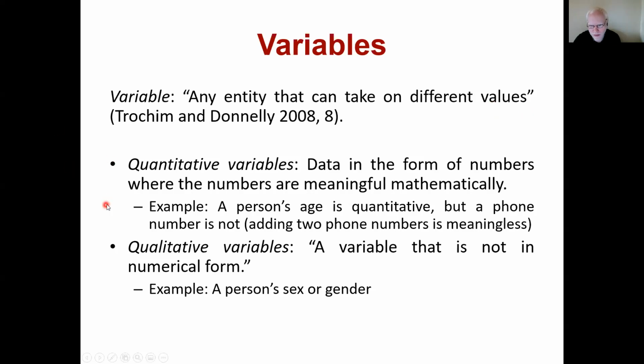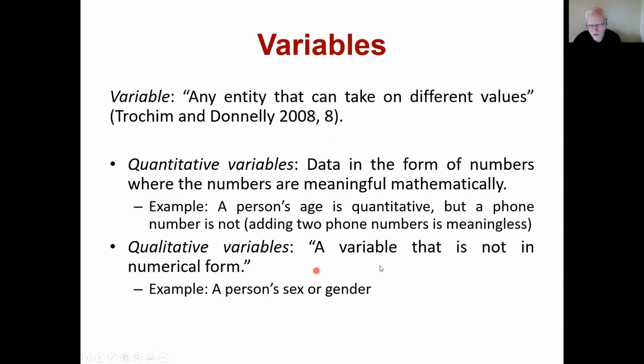So, a variable is any entity that can take on different values. They could be quantitative: data in the form of numbers where numbers are meaningful. A person's age is quantitative, but a phone number isn't, because it's meaningless to say my phone number is bigger than yours, or smaller than yours, or to add two phone numbers together. A commonly used variable in surveys is a person's age, for example.